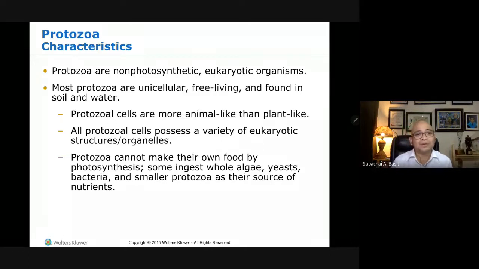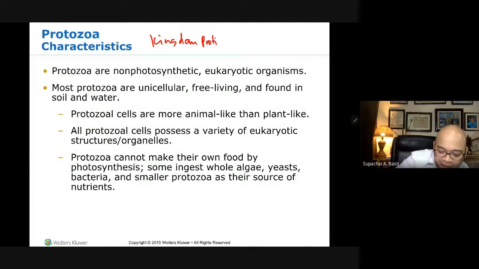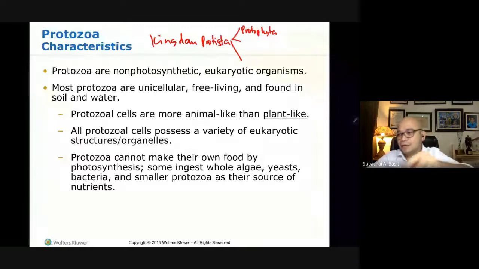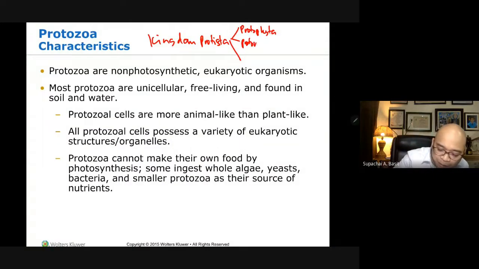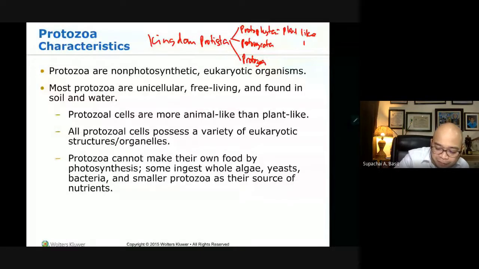Let's talk about protozoans. Protozoans belong to kingdom Protista. There are three types of protists. We have the protophyta, then the protomycota, and then the protozoa. Protophyta is the plant-like protist.